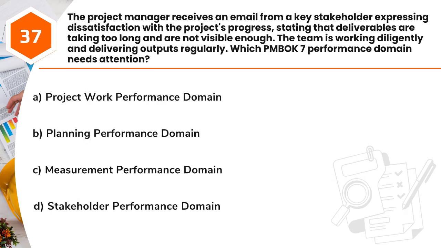Question 37. The project manager receives an email from a key stakeholder expressing dissatisfaction with the project's progress, stating that deliverables are taking too long and are not visible enough. The team is working diligently and delivering outputs regularly. Which PMBOK 7 performance domain needs attention? A. Project work performance domain. B. Planning performance domain. C. Measurement performance domain. D. Stakeholder performance domain.